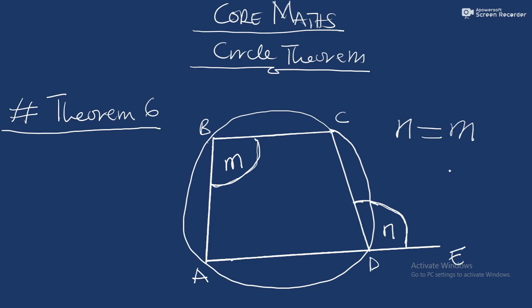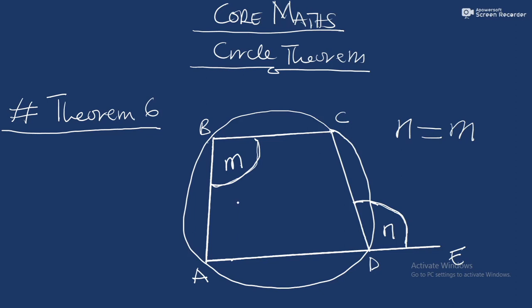Okay, so in a cyclic quadrilateral, the exterior angle is equal to the interior opposite angle. Good. So students, this is about theorem 6. Make sure you go over it if you don't get the concept. Okay, and you get it.